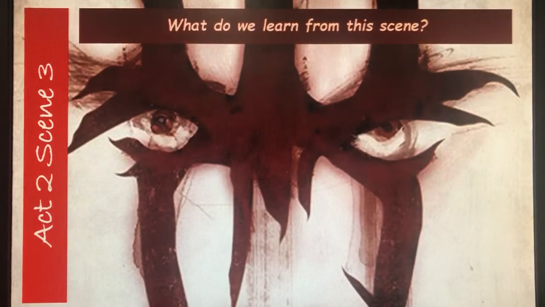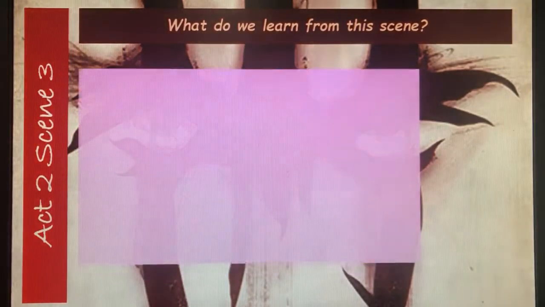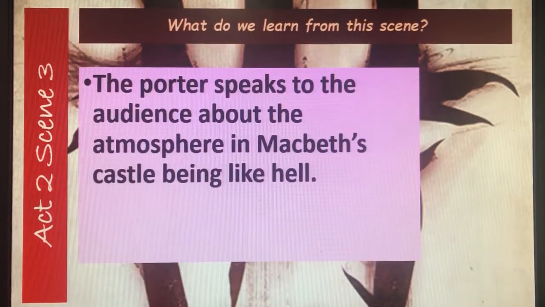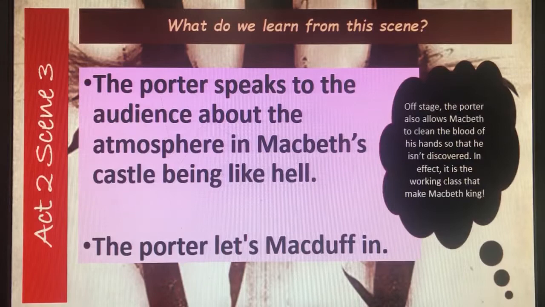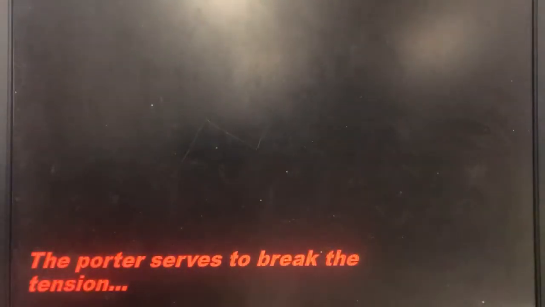The porter appears in Act 2, Scene 3. The porter speaks to the audience about the atmosphere in Macbeth's castle being like hell, and it's the porter that lets Macduff in. Apologies for the wrong apostrophe there. Offstage, the porter also allows Macbeth to clean the blood off his hands so he isn't discovered. In effect, it is the working class then that make Macbeth king. Let's watch the scene of the porter.